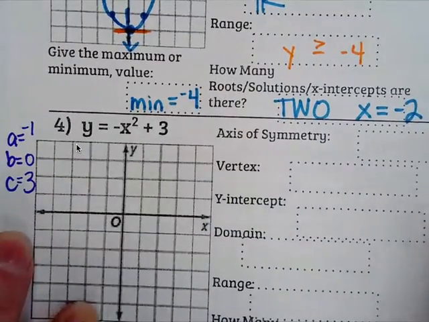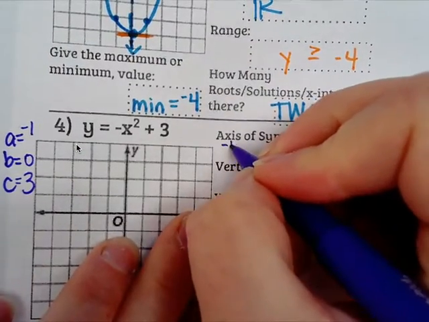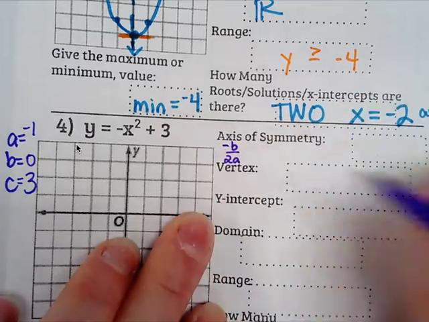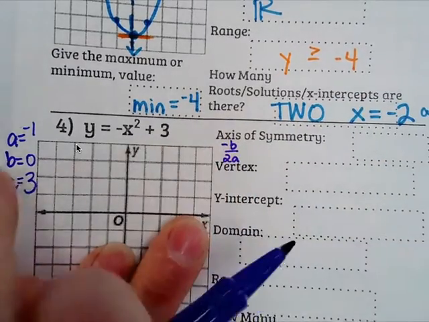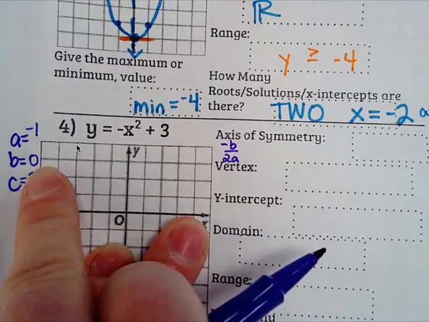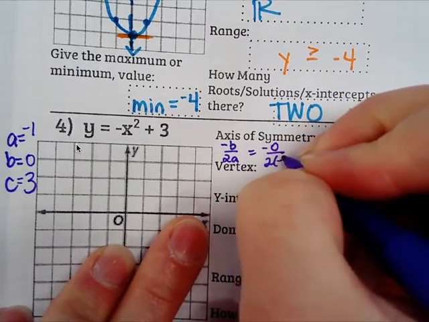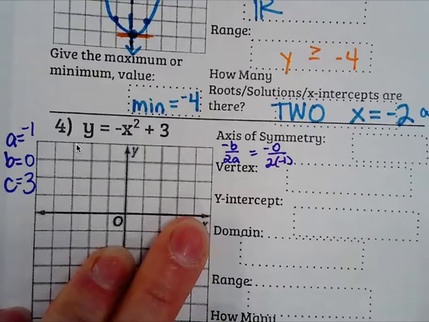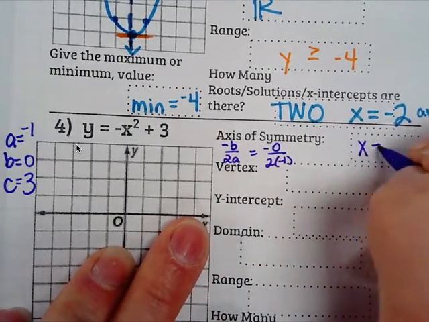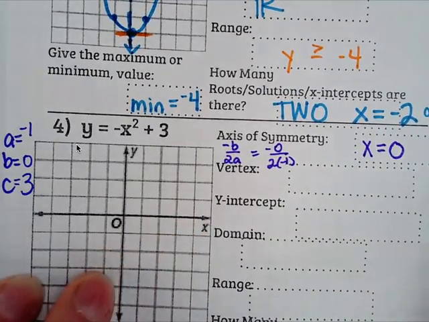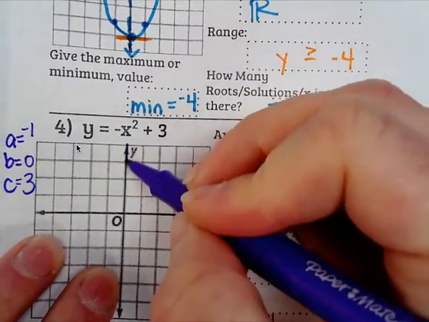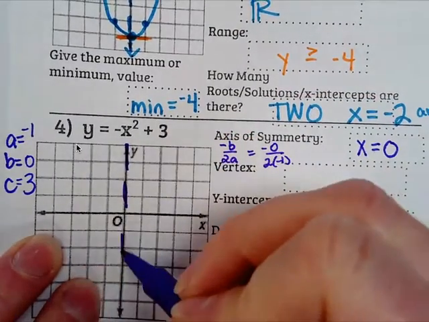Axis of symmetry is found by doing the formula -b over 2a. When there is no b value, because it's 0, it'd be -0 over 2 times a -1, which gives us 0. So x equals 0 is our axis of symmetry. So draw your line down the middle.